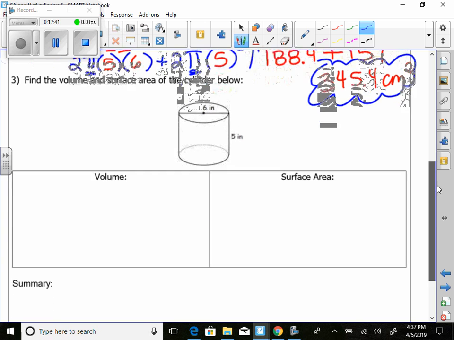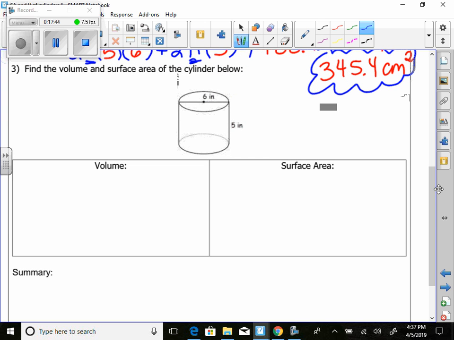Okay, so you guys are going to find the volume and surface area of this cylinder below. So for your volume, this is where you're recording your answers and steps, and this is your surface area spot. Let me know if you have any questions, and continue working on this. Question 3.